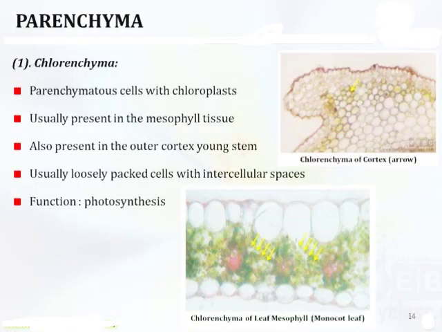On the basis of function, our first type is chlorenchyma. These are the parenchyma that possess chloroplast, and due to the presence of chloroplast, they perform the function of photosynthesis. These cells are majorly present in mesophyll tissues, and some chlorenchyma is also present in the outer cortex in young stems. These parenchyma cells are loosely arranged, due to which they possess intercellular spaces.